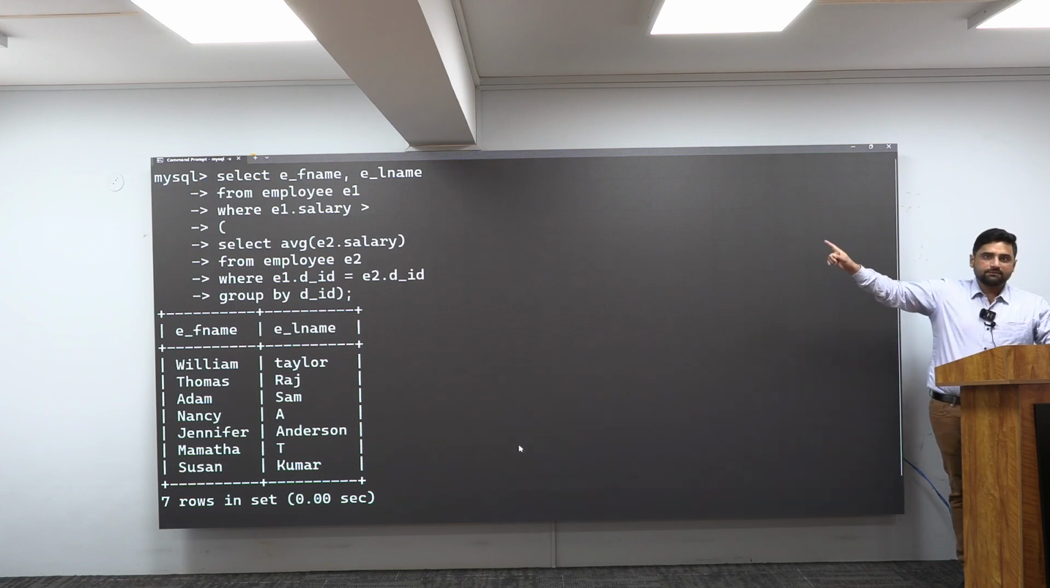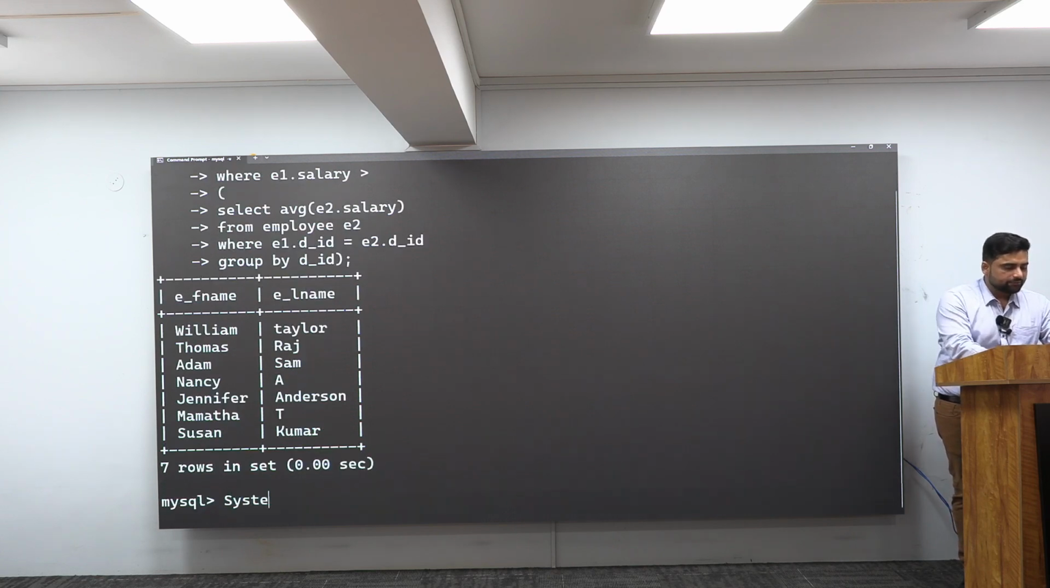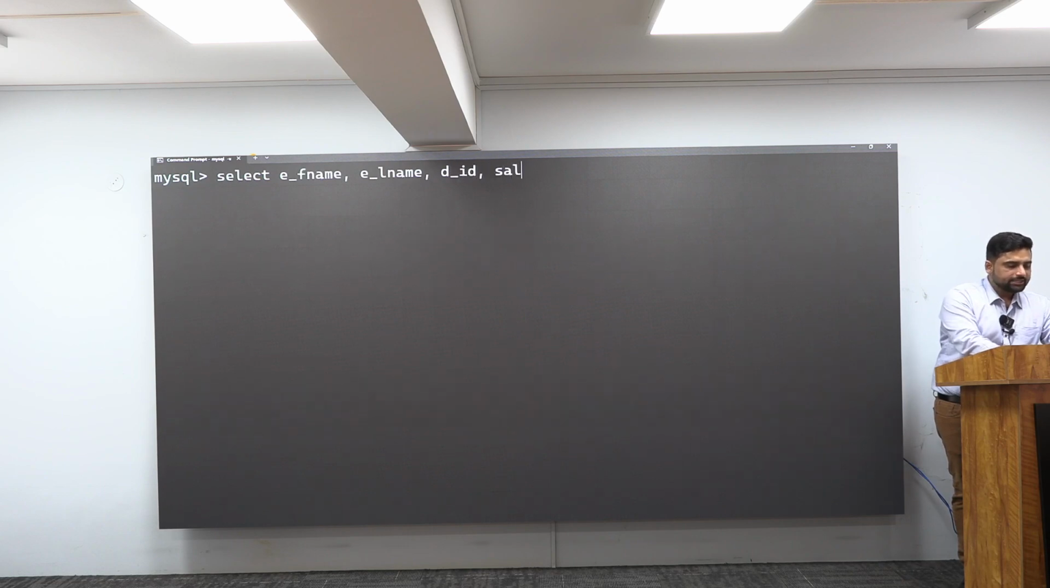This is the query of our question that I have displayed. Now I wanted to give you a proof. So what I will do, in the select statement of our outer query, I will include department ID also. I will include salary also. Department ID and salary I am including just for a proof. Now from which table? Employee table.